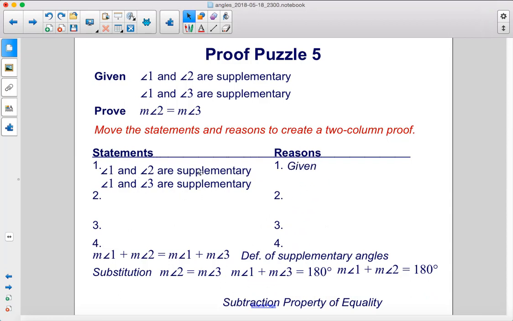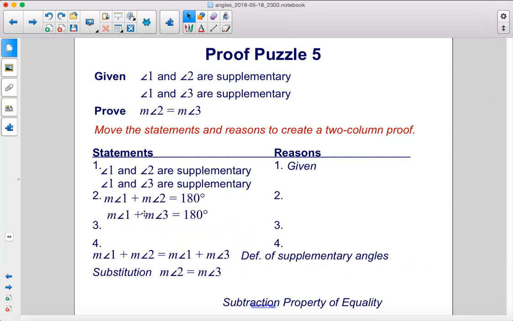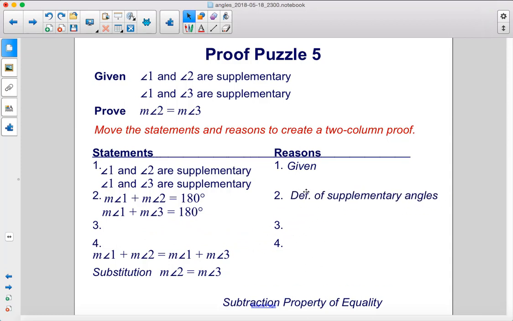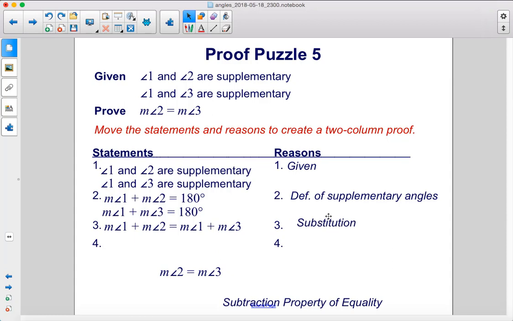Now the definition of supplementary angles states that these angles are going to add up to 180. So the measurements of angles 1 and 2 equal 180, and the measurements of angles 1 and 3 add up to 180, and that's the definition of supplementary angles. Because these two expressions both equal 180, we can set them equal to each other. So here we have those expressions equal to each other now, and that is substitution.